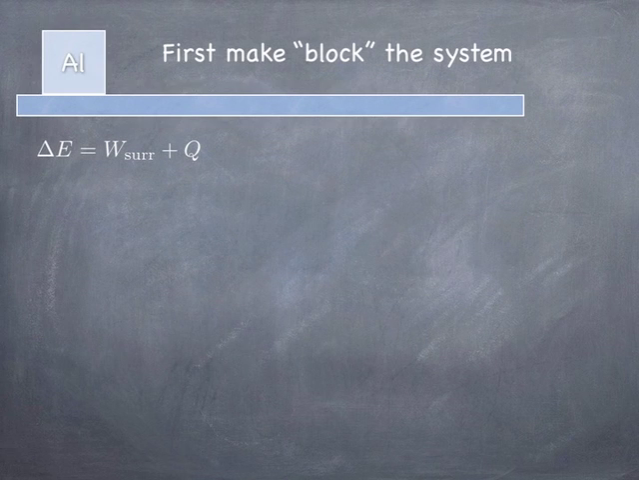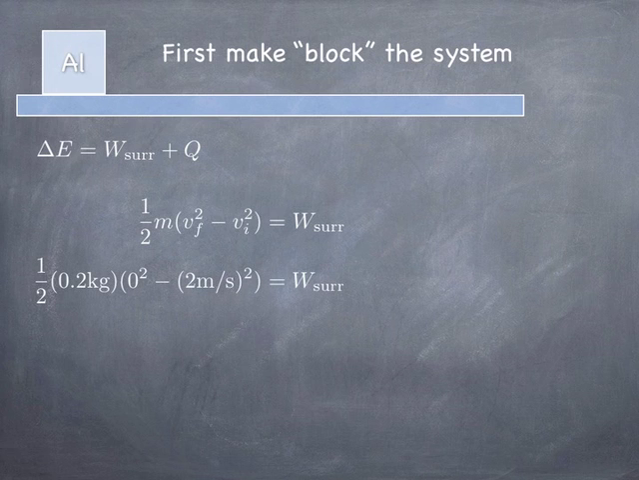So the change in the energy that I'm going to bother to keep track of is simply the change in kinetic energy, and the work done by the surroundings will be equal to the change in the kinetic energy. Now the block and the rest of the surroundings are at the same temperature, so there's no Q at this point. And we simply write down that the change in the kinetic energy is equal to the work done by the surroundings. We can put in the numbers from the problem to get the work done by the surroundings. It turns out to be -0.4 of a joule. So that's one approach to the problem.